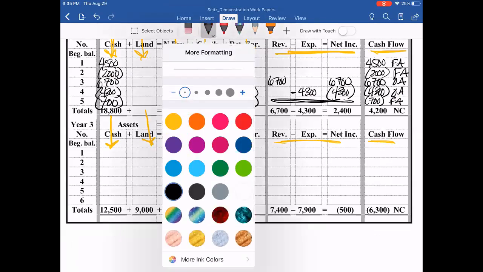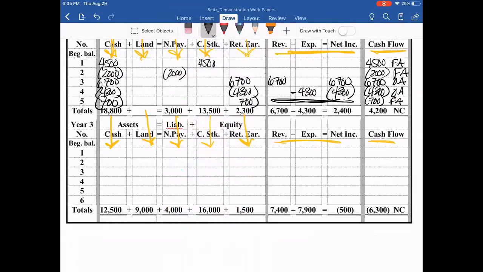So for year 3, they issued additional common stock for $2,500. So I'm going to increase my cash by $2,500, increase common stock for $2,500. Nothing to do on the income statement, and then increase my cash flows for $2,500, and it's a financing activity. 2, borrowed additional $1,000 from creditors. So you're going to see me increase cash, increase notes payable, skip the income statement, and then increase cash financing activity.